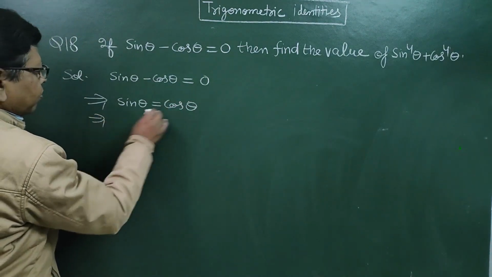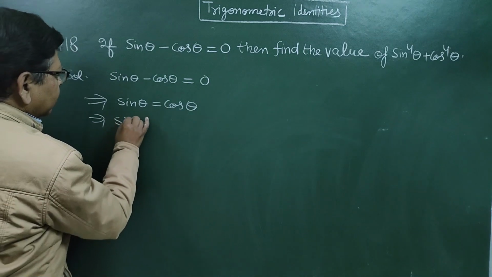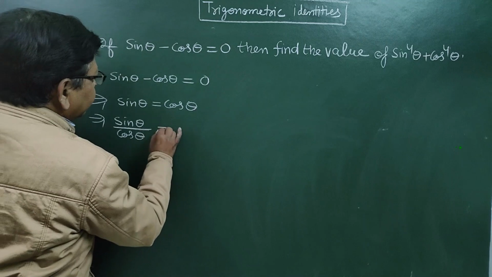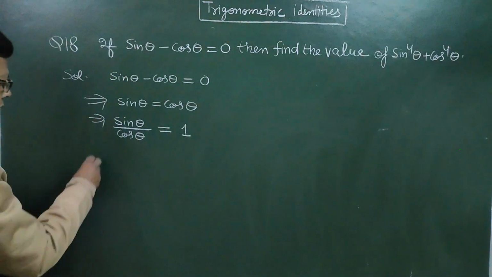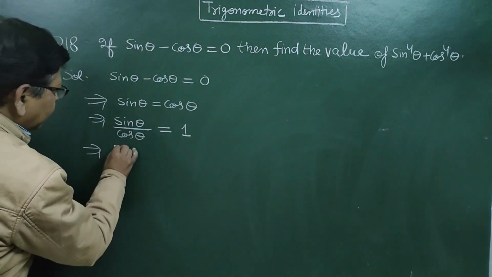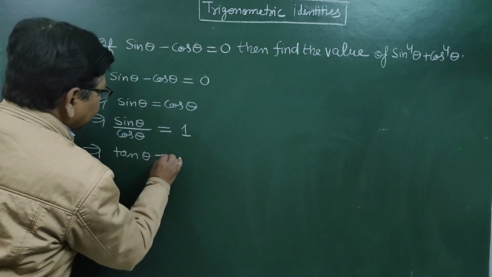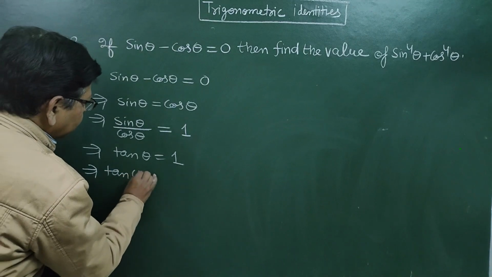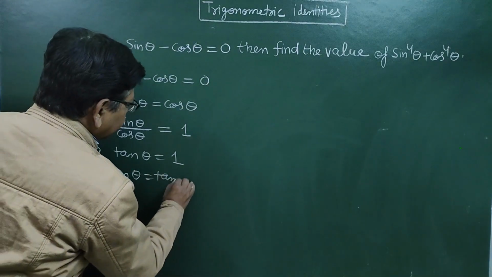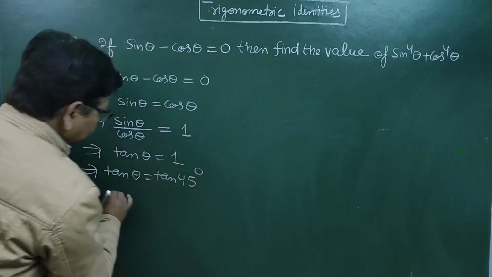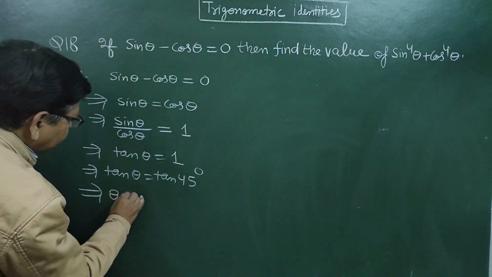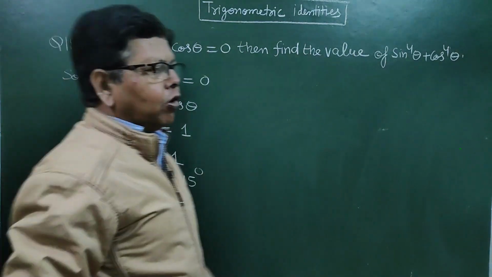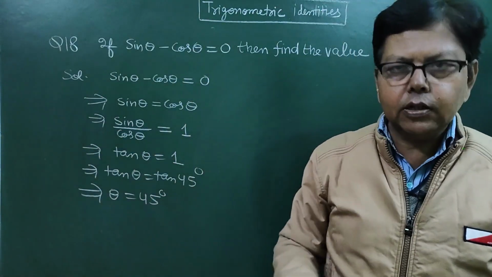And if you bring it in the denominator, then you can write sin theta upon cos theta is equal to 1. That is, tan theta is equal to 1. And students, you know that the value of tan 45 degree is 1. So this implies that the angle theta is equal to 45 degree. Now you have got the value of angle theta.